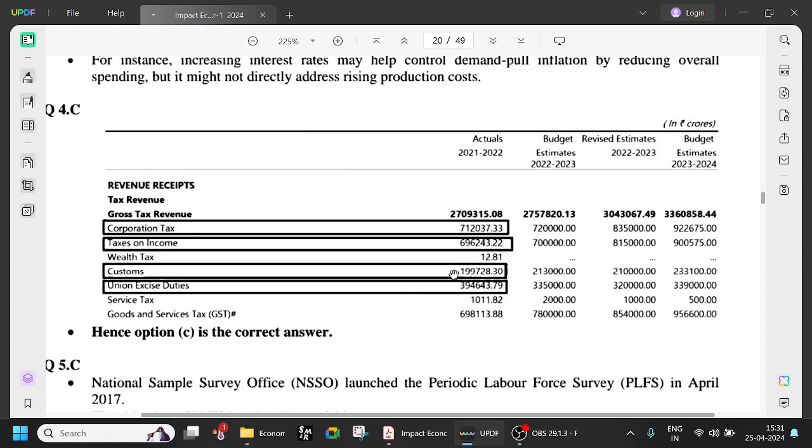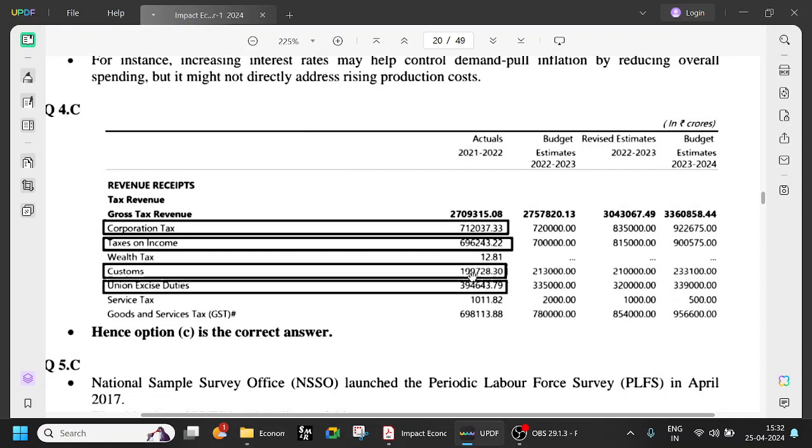Corporation tax is high, followed by income tax and then customs and excise. Excise duty is related to liquor, cigarettes, tobacco, intoxicating drinks, alcohol. Customs is when goods come through airports or ports, by ship or from abroad. When it comes from abroad, that is customs duty, and what comes from liquor is excise. So excise is more than customs. This is 3,94,000.